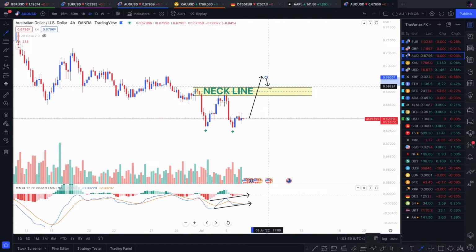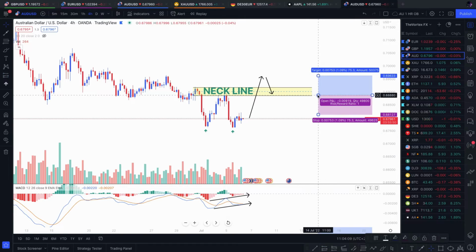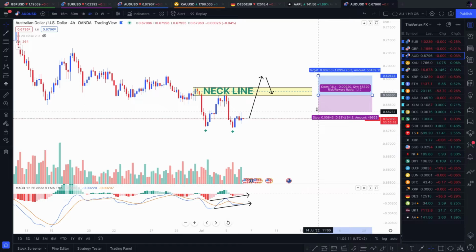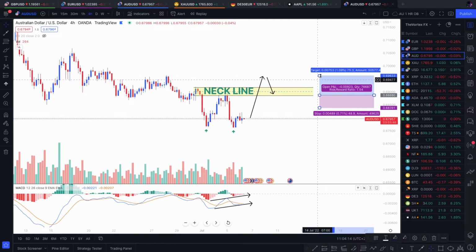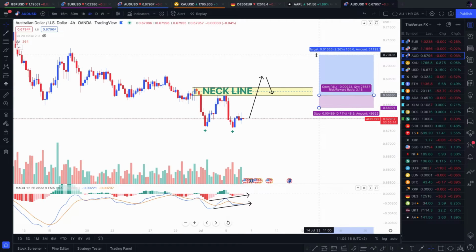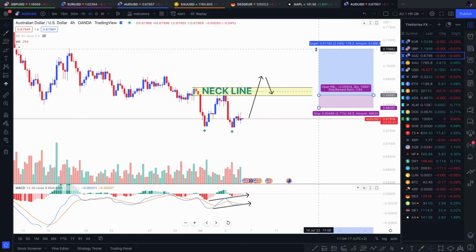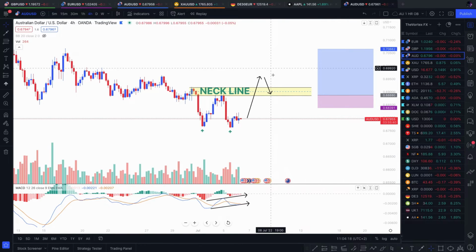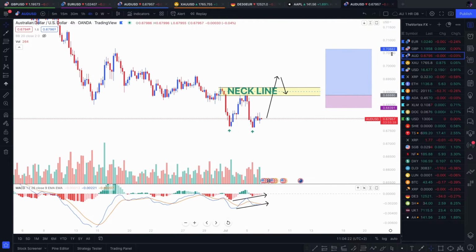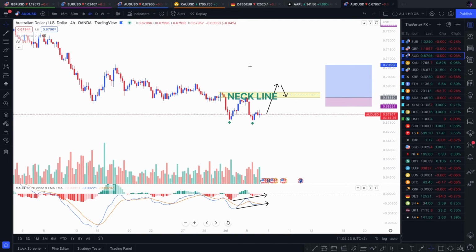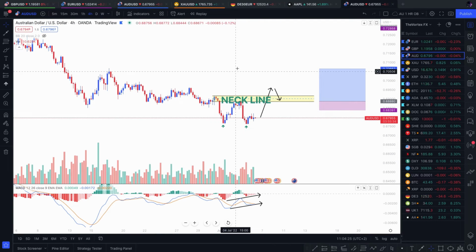Now, if we do break above and close above that neckline, I would then wait for the retrace. Upon the retrace is where I would enter a long position, which would look something like this. My target would be previous price structure. If this is a true reversal, the risk to reward gets a lot higher because we could target previous resistance, previous support, all the way up at the top.